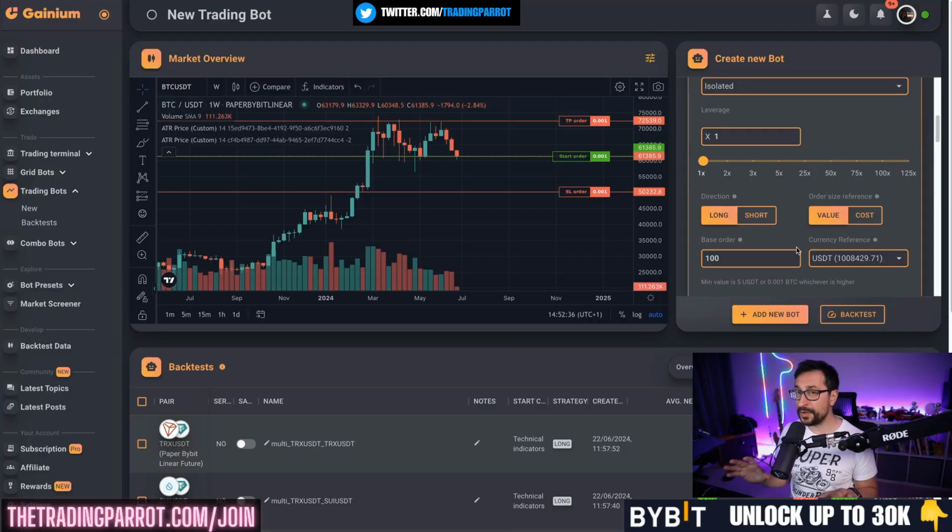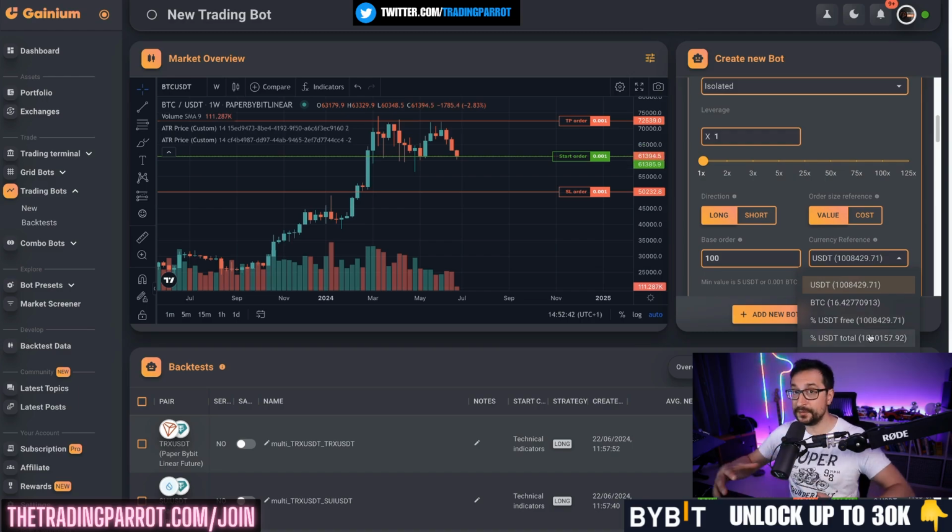The fourth advantage of Gainium is a controversial one, and some of you might disagree with me. In Gainium, you can do compounding. You can select percentage of USDT free or percentage of USDT total, the total value of the account. By doing percentage, you are sizing your orders based on a value relative to the account. That is the key to be able to do compounding.